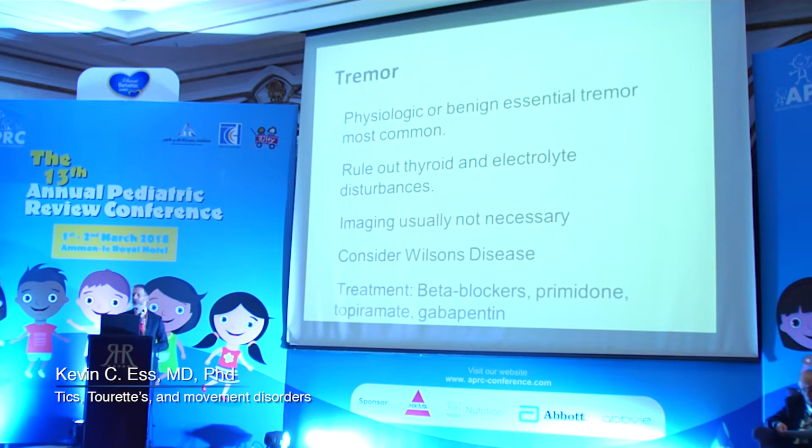Wilson's disease, if you want a zebra to think about, can present as tremor, but again, usually there's something else going on for Wilson's disease. And the treatment is usually to just block that adrenergic impulse with a beta blocker, but other medicines listed there can be used as well.